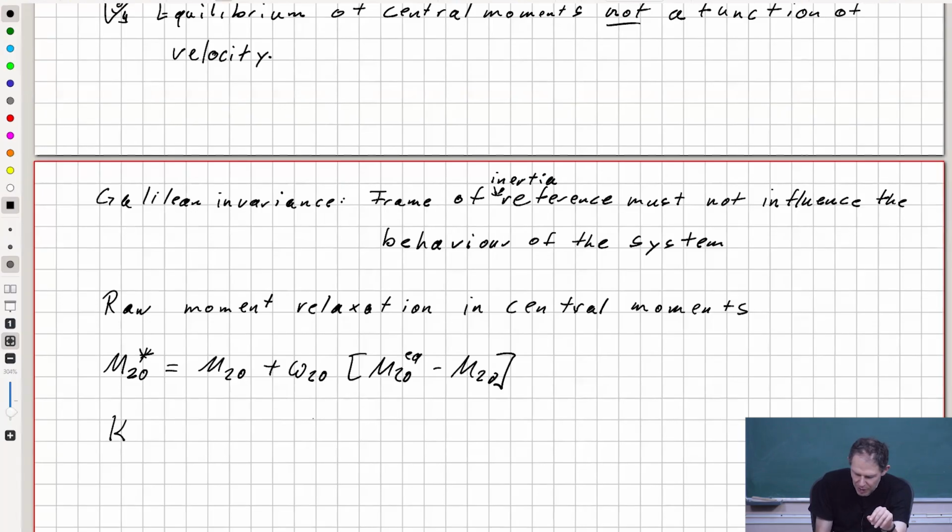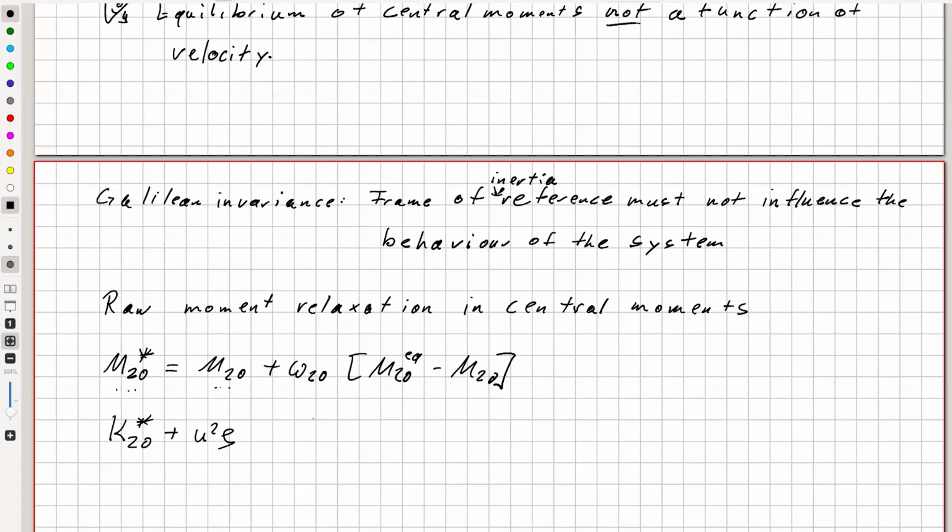Now let us replace all these moments with their central moment counterpart. So this is K20 star, which comes with U square rho. I'm just replacing this moment here with its central moment counterpart. Next, I will replace this moment here with the central moment counterpart.